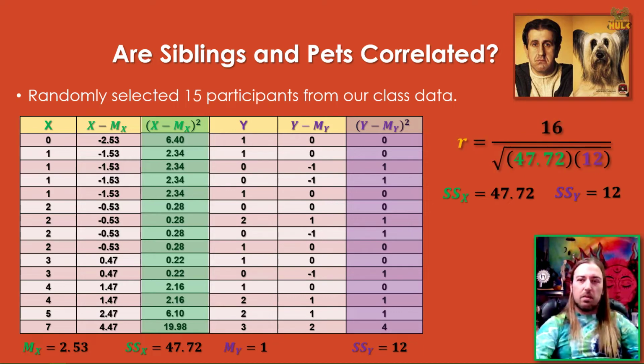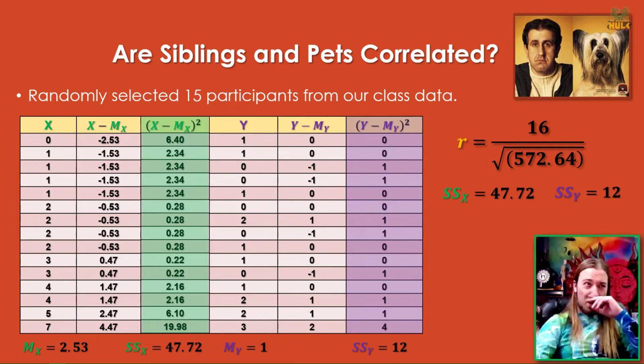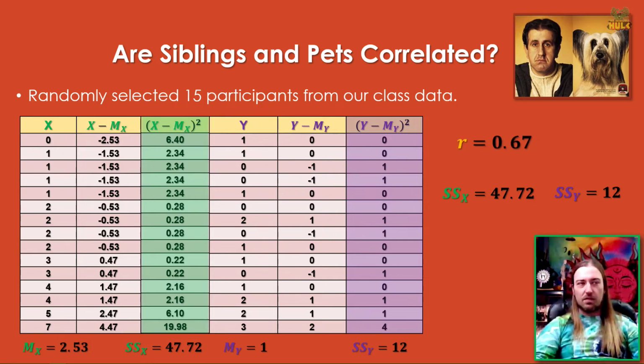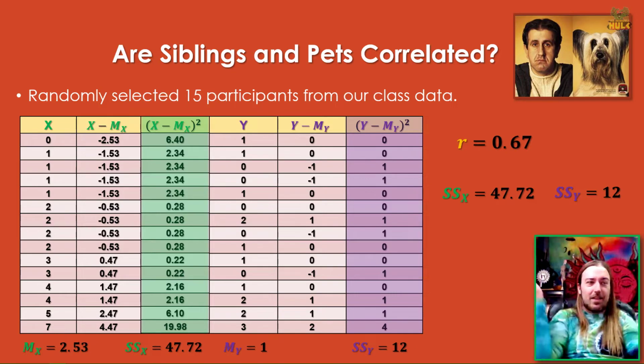Let's go ahead and put them into the equation. Now we have 47.72 times 12. Let's work that out before we worry about the square root. Right? That product is going to be 572.64. So again, we're just working through the calculator at this point. Take the square root of that value. You'll get a 23.93. And then finally, if we do 16 divided by 23.93, we find our correlation coefficient, 0.67. All right, we did it. Sweet. All right, that was not hard.